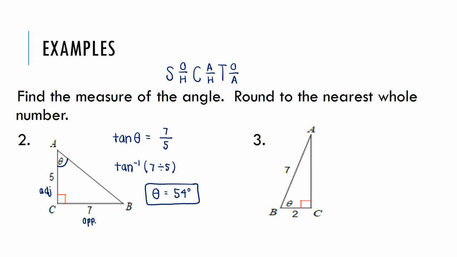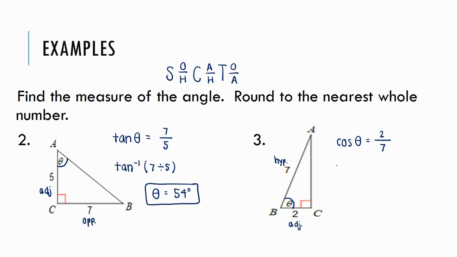Same idea then with the next one. We want to figure out what the measure of theta is. 2 is the leg that is right next to it, so that's adjacent. 7 is the side that's across from the right angle. That's the hypotenuse. So thinking about SOHCAHTOA, adjacent and hypotenuse means we want to be using cosine. So cosine of theta is going to equal my side of 2, which is adjacent, over my 7, which is my hypotenuse. Once again, that's not my final answer.